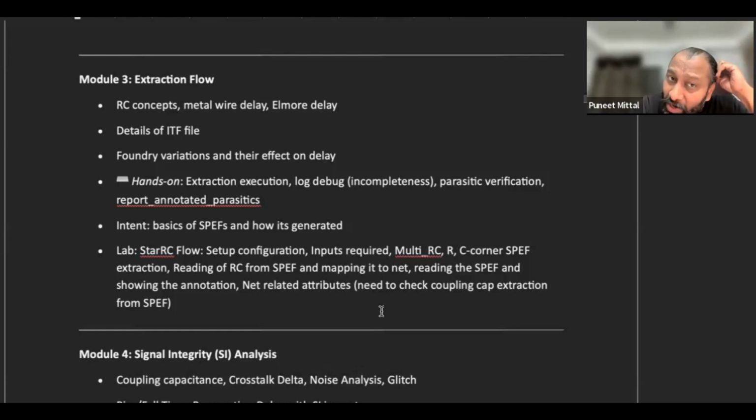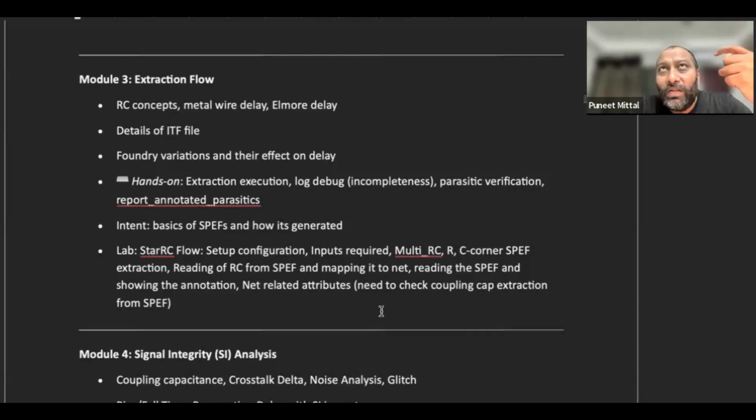Now the important thing, apart from the hands-on, is the extraction execution and debugging part, how you are going to debug when running StarRC. Here the lab part will be there. We will give you the test case. There is a design, and we will tell you this is the setup, how you are going to run StarRC, and how you have to do the setup of that. What are the different ways you can extract these R and C?